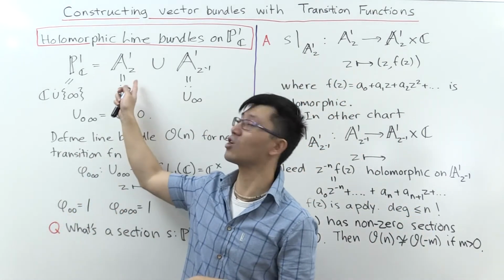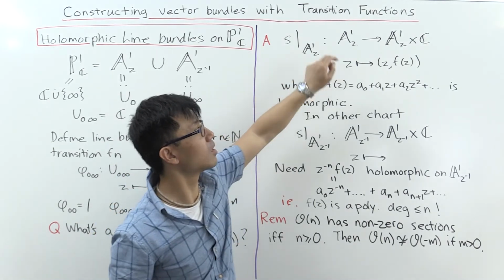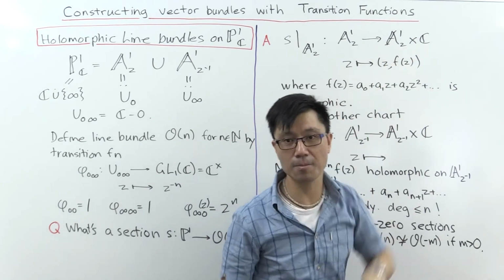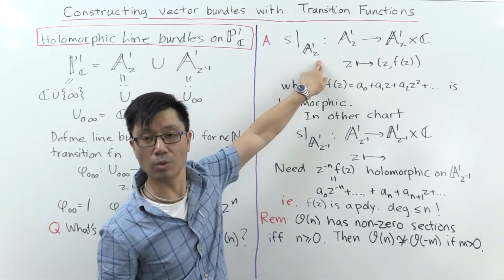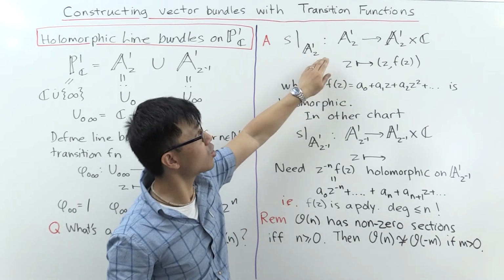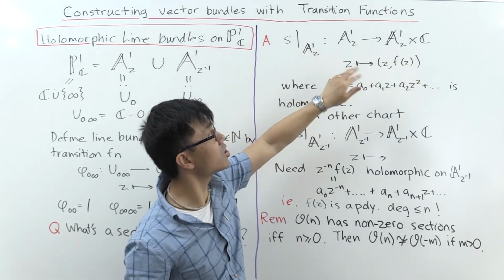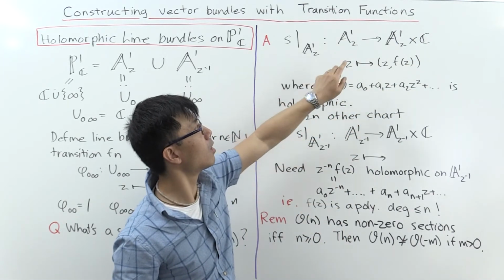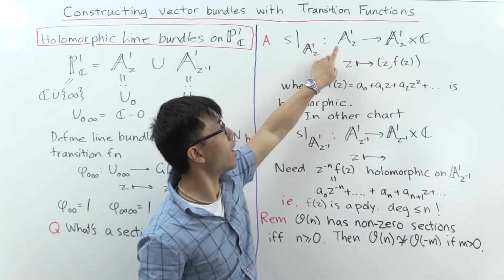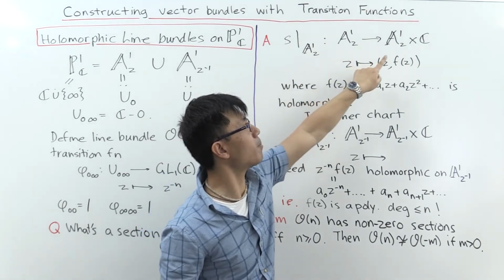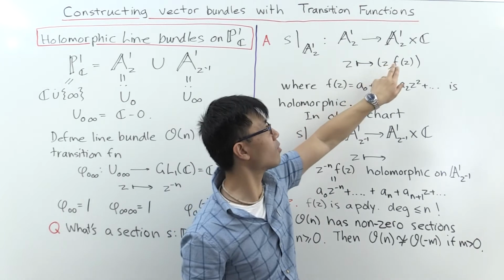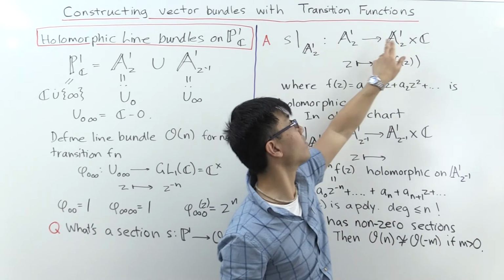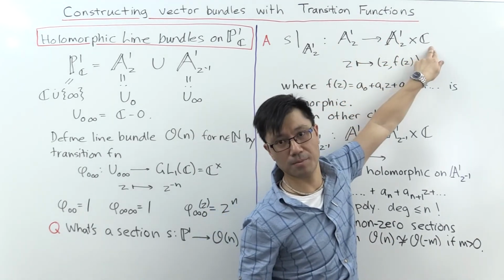So we'll look on the first patch, A1Z, this affine line. Okay, so on this affine line, you can treat the vector bundle as just A1Z cross C. And of course, in the previous video, I showed you what the sections of this look like. Essentially, they're just functions A1Z to C. Okay, so how does that work? So that's given by a map from A1Z to that product. So it's Z to something of the form Z comma f of Z. And this f of Z has to be a function from A1Z to C.